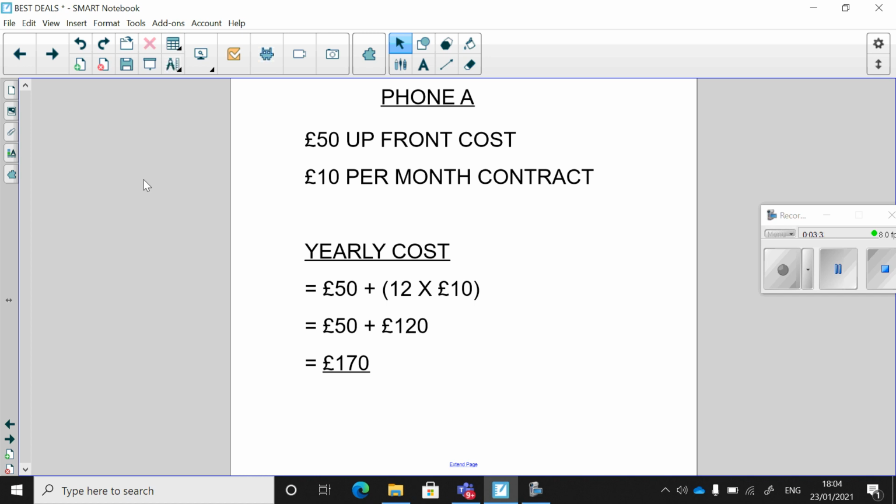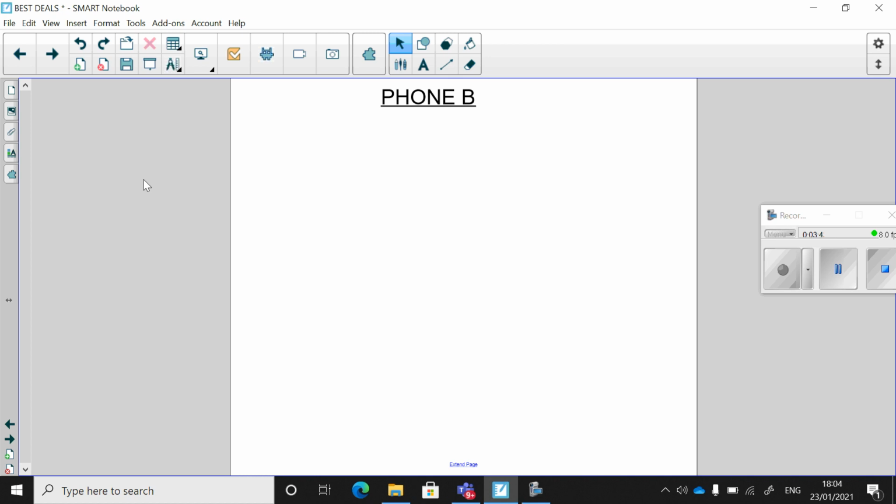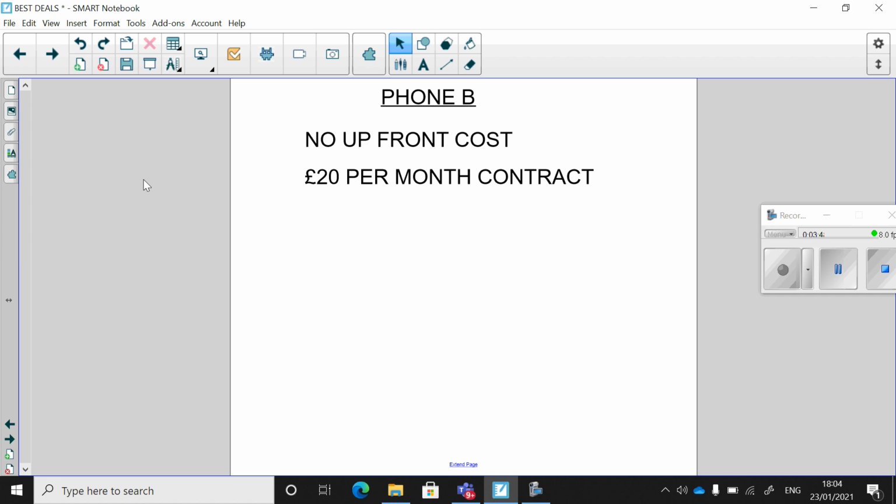Hopefully, we got that. Right, let's go for phone B. There was no upfront cost for this one. That was fine. So it was just £20 per month contract. Remember, it's a year for 12 months. So that's the only calculation we want here. Okay, 240. Right, that looks okay.